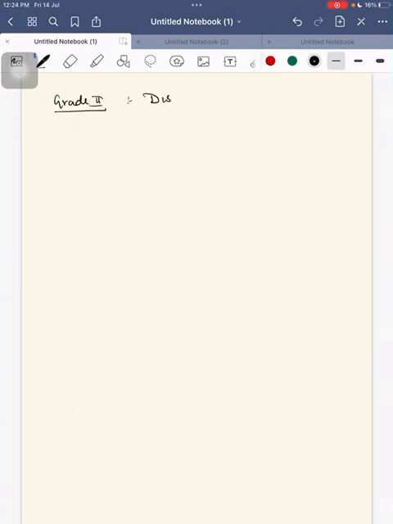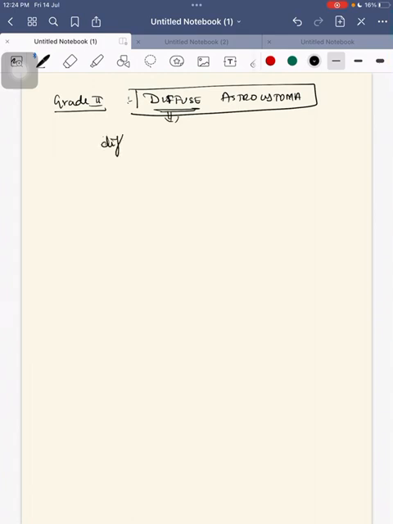It is diffuse astrocytoma. Why the name diffuse? Because it has a diffuse infiltration of tumor cells between the normal neuronal tissue. Okay.